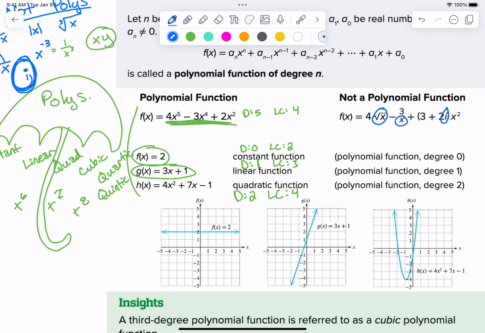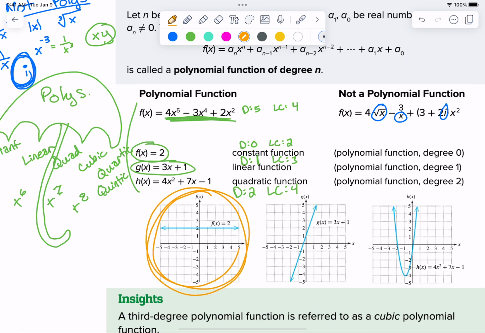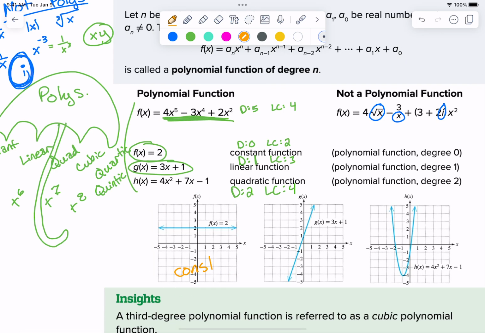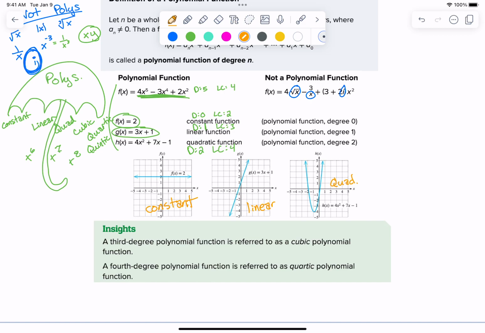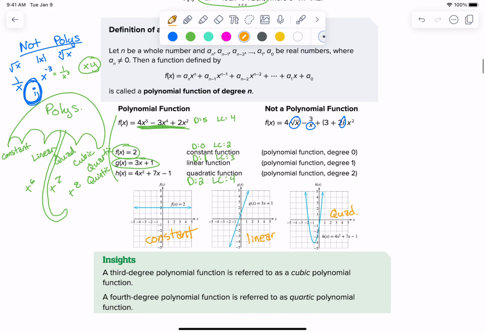My bad. All right, what kind of function is this little graph right here? It's a constant. What about this guy? Linear. What about this one? Quadratic. Those are all under the umbrella of polynomial functions. And the little green box down at the bottom says a 3rd degree polynomial is cubic, a 4th degree polynomial is quartic. We knew that already, right? What do D and LC mean? Degree and leading coefficient.